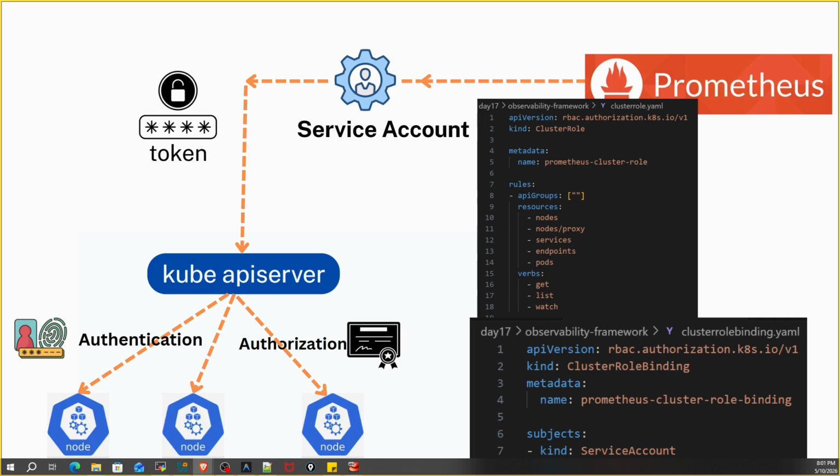So the complete flow is: the Prometheus application runs inside a pod. The pod uses a service account. The service account token authenticates with the Kubernetes API server. ClusterRole defines what resources can be accessed. ClusterRoleBinding connects the service account with those permissions. And finally, the monitoring application is able to retrieve node metrics from the cluster. This is the most common real-time use case of service account, ClusterRole and ClusterRoleBinding in Kubernetes.